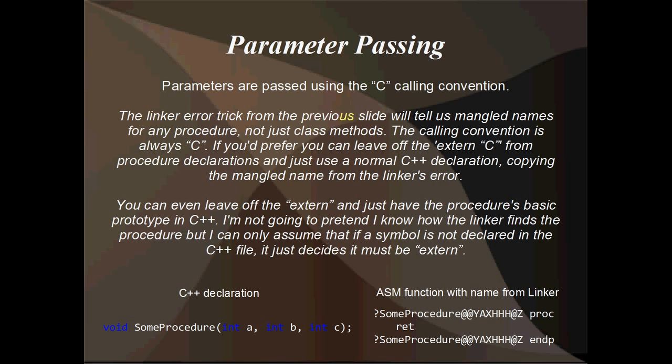Okay, parameter passing. Parameters are actually passed using the C calling convention by default. There's no C++ calling convention, it's just the C calling convention. So parameters are passed in exactly the same manner as we're used to: RCX, RDX, R8, and R9, or XMM0, XMM1, XMM2, and XMM3.